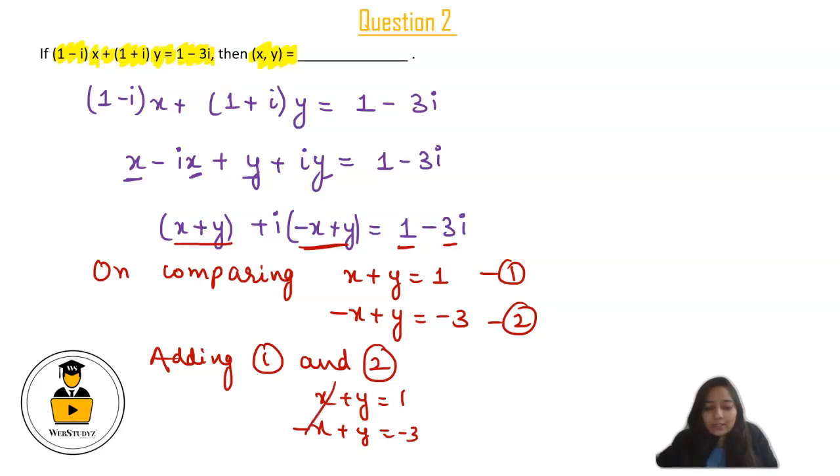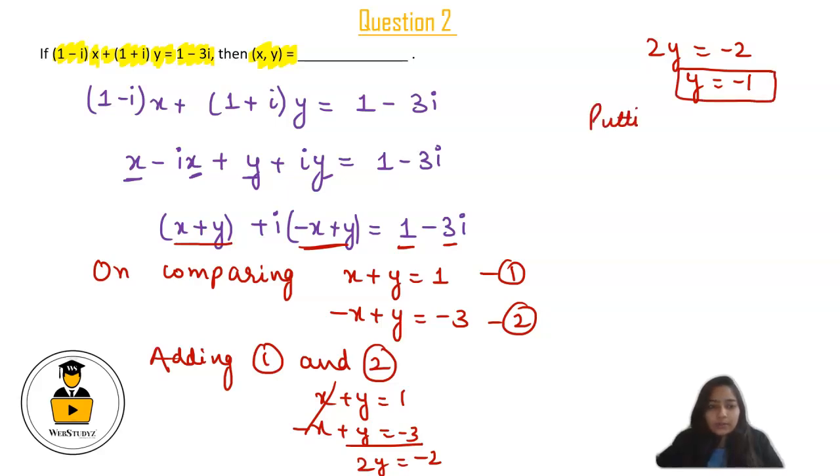On adding, x gets cancelled. We have 2y is equal to minus 2, that means y is equal to minus 1. Now we will put this value in equation 1. Putting y equal to minus 1 in equation 1, we have x minus 1 is equal to 1. So we have x is equal to 1 plus 1, that is 2. The value of x is 2.